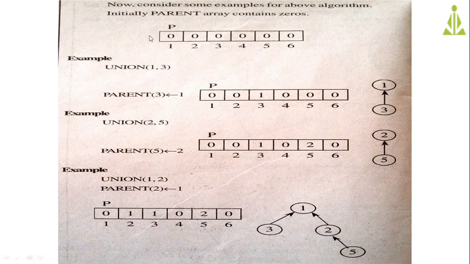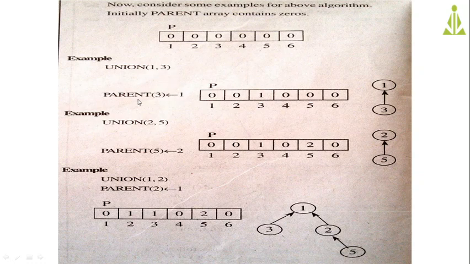Next, let us take an example with the parents array, initially all 0. We will perform the union operations on it. In my array nothing is there yet, 0 0 0 0 0 0, for elements 1 2 3 4 5 6. So union 1 comma 3 means 1 is the parent of 3. Who is the parent of 3? The parent of 3 is 1.